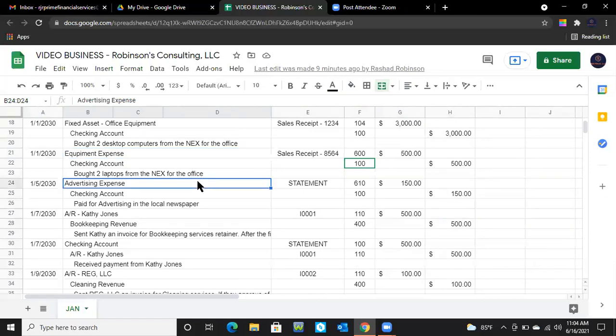And then we needed to advertise our company to get us some more clients. So we put in an advertisement in a local company for $150. And that's why you would debit the advertising expense account, and you would credit the checking account.